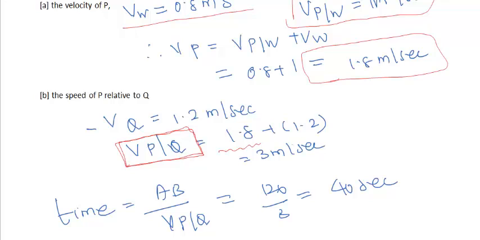That is the true velocity of the man on the walkway, and this is the true velocity of the person Q. So if you add these two, you will get 3. 3 is nothing but the relative velocity of P with respect to Q.